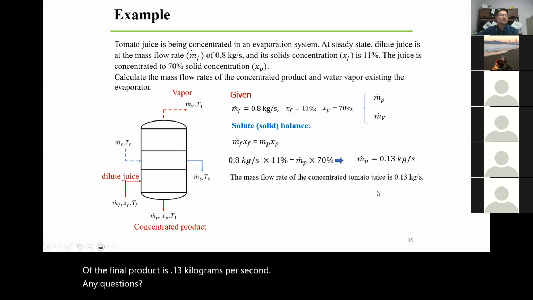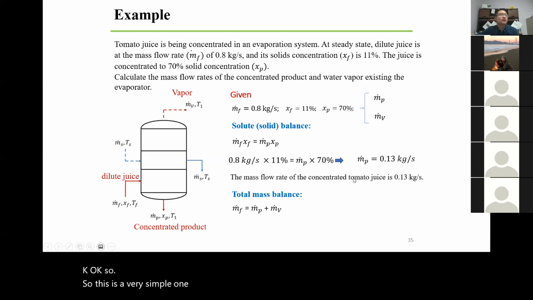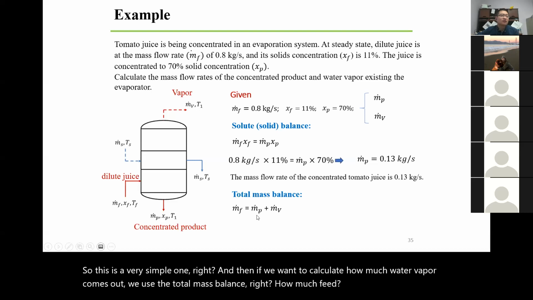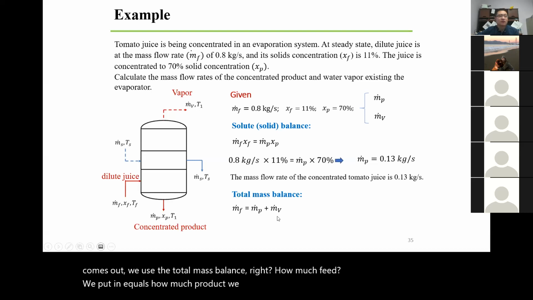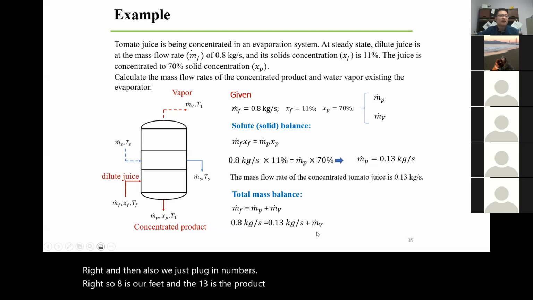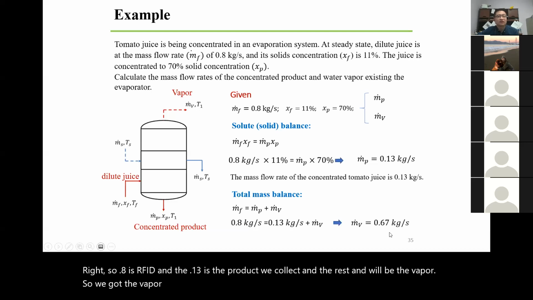Okay, so this is a very simple one, right? If we want to calculate how much water vapor comes out, we use the total mass balance. How much feed we put in equals how much product we get plus how much vapor is removed. And then we just plug in numbers. So 0.8 is our feed and 0.13 is the product we collect, and the rest will be the vapor. So we get the vapor as 0.67 kilogram per second.